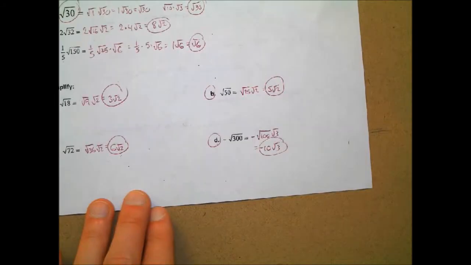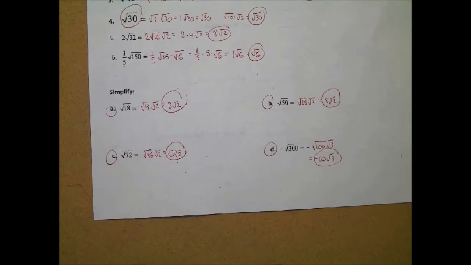Okay, there's A, B, C, and D. Any questions on A? I want to talk about C for sure, but we can ask about A first. Okay, 18 was 9 and 2, so it becomes 3 root 2. B was root 50, which is 25 and 2, and the root 25 becomes 5. I want to talk about C real quick.